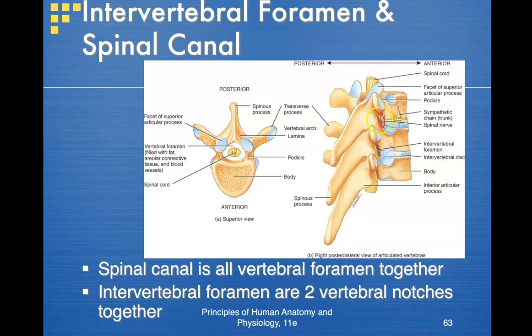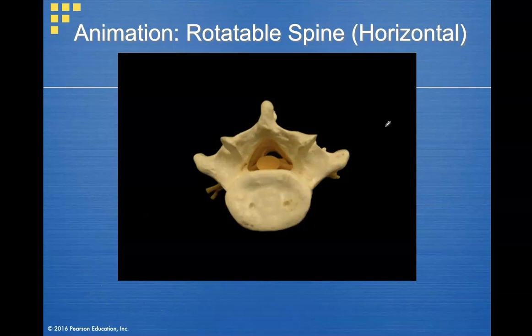So, and again, you can see these intervertebral foramen are what's going to allow your spinal nerves to enter and exit the spinal column. These intervertebral foramen are formed from those vertebral notches, the inferior and the superior vertebral notch of the vertebra below. Really important, because obviously we need our spinal nerves to enter and exit the spinal canal.